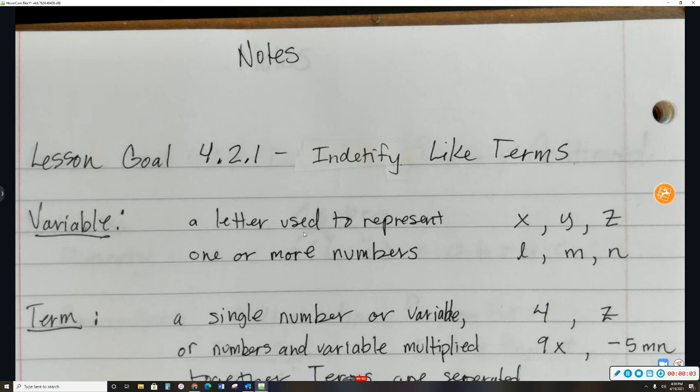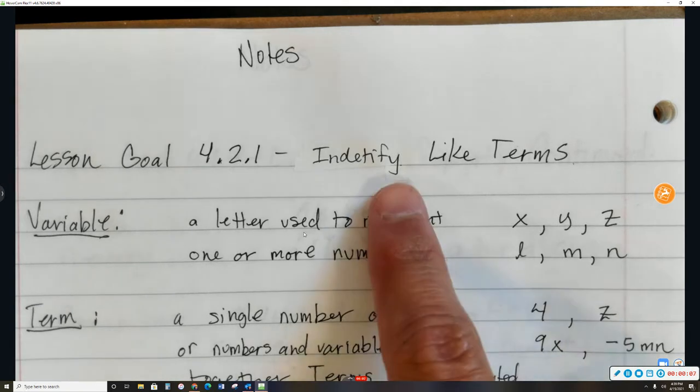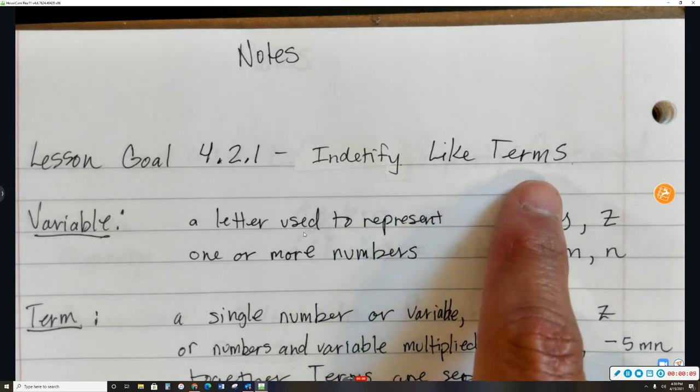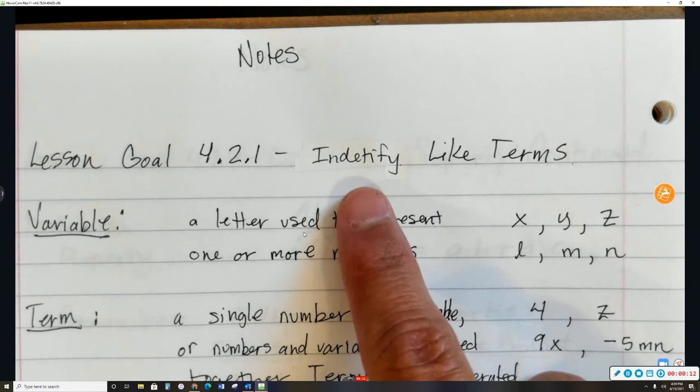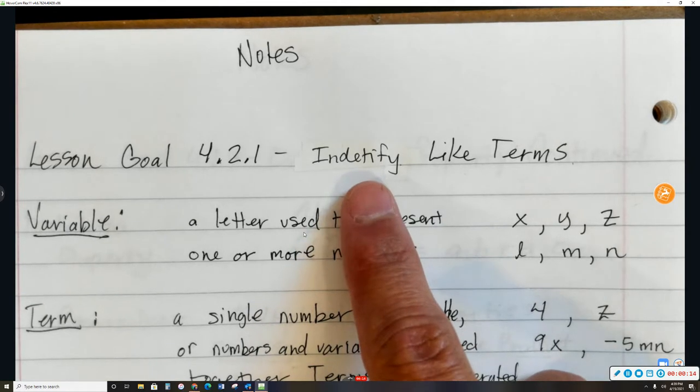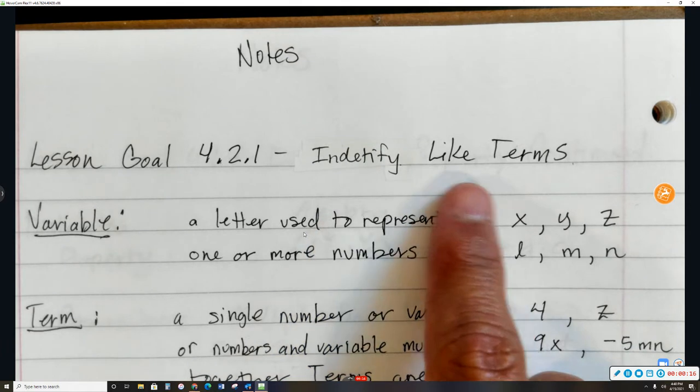Hey everybody, so today we have some short notes. The notes are going to be on like terms and identifying like terms. Let's go ahead and write down lesson go 421, identify like terms.